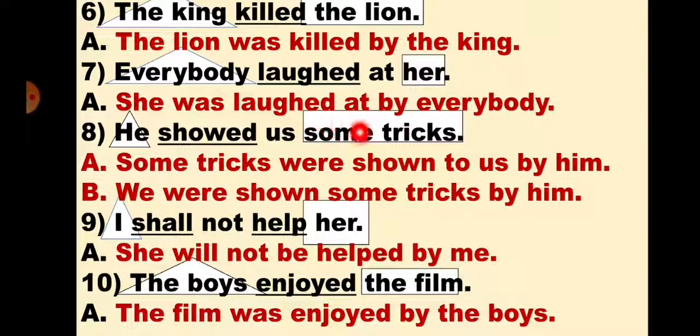Showed will change into the third form, shown. Some tricks were shown to us, add by, and he will change into him when it comes into an object place. Some tricks were shown to us by him, if you are taking us as an object. So here, when it comes into a subject place, we, it's a plural, so we'll use verb were.